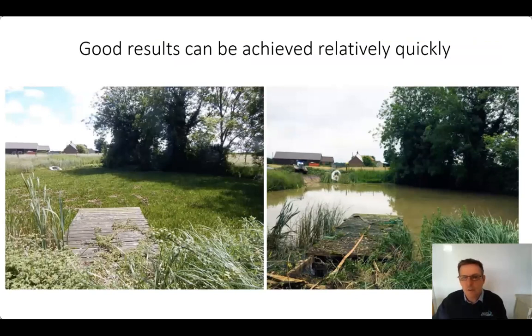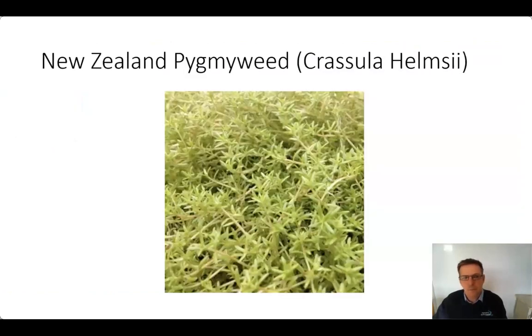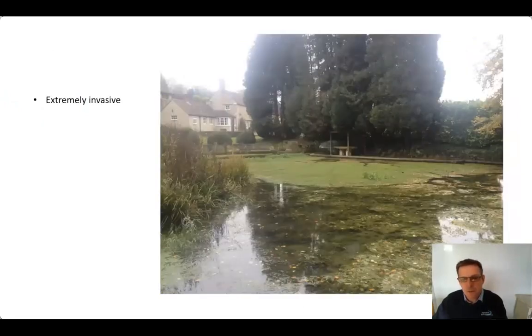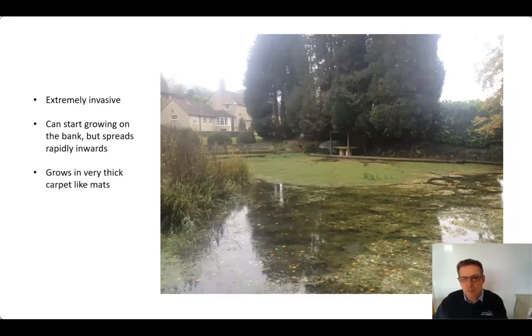New Zealand pygmyweed, often just known as crassula. This is another one that is extremely invasive and not one you want in your water. It can start growing on the banks, but spreads rapidly inwards. It grows in very thick carpet-like mats. If seen on the banks, spray with a herbicide or dig out very carefully.